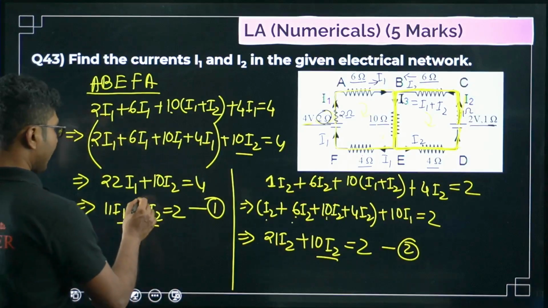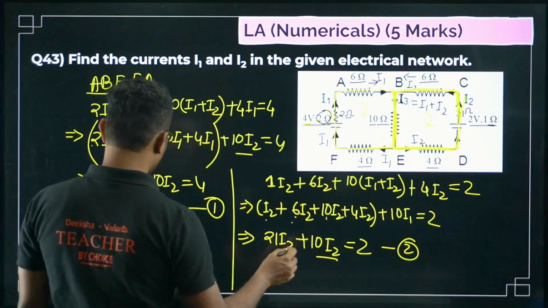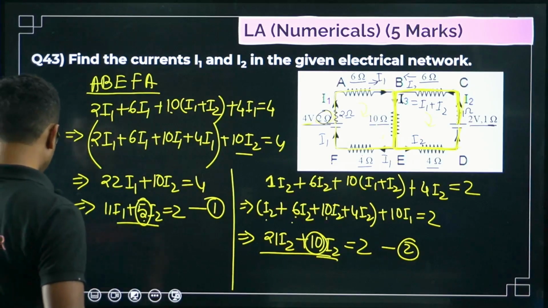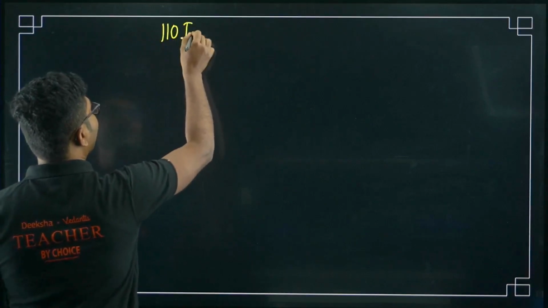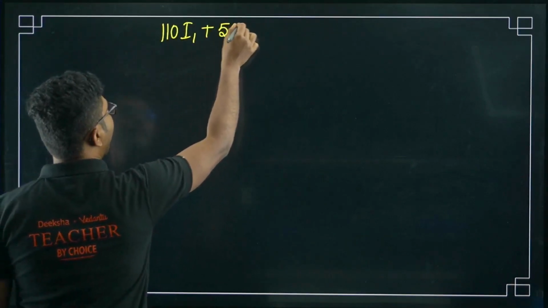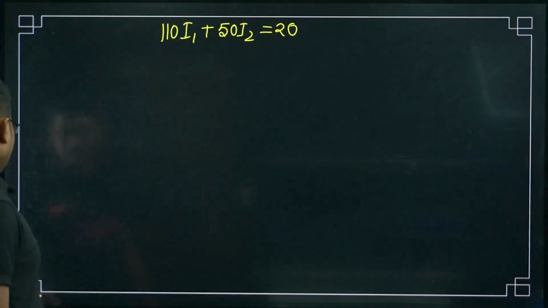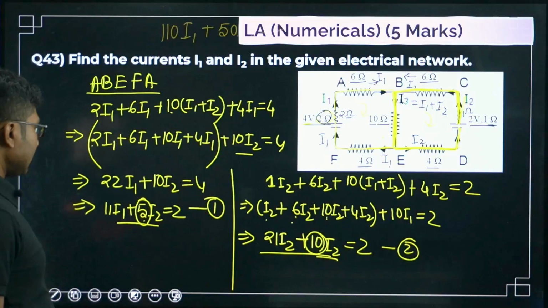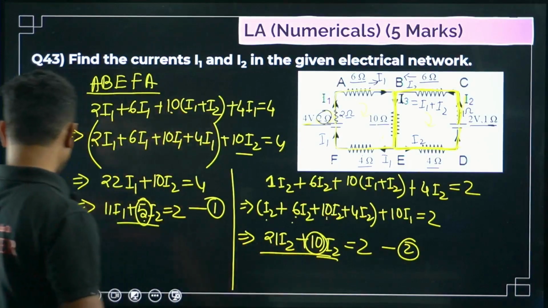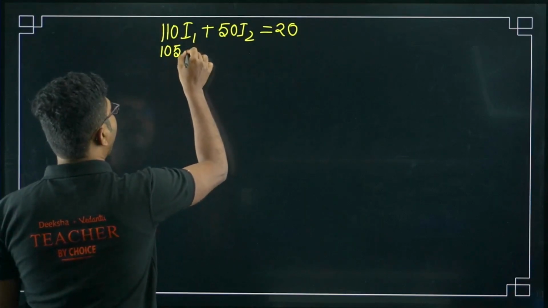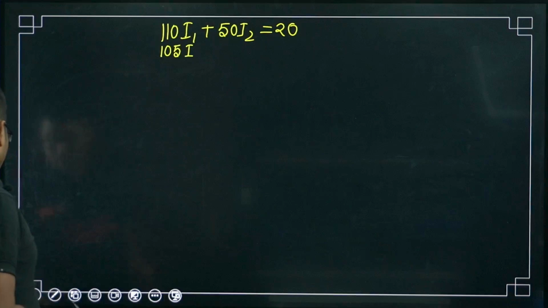So first, we have to multiply this 5 with all the numbers, and this 10 with all these numbers. What will we get? First, 10 times equation 1: 110I1 plus 50I2 equals 20. Right, we multiplied with 10. Next we multiply with 5 for this number. So 5 into 21 is 105. One more thing, I made a mistake here.